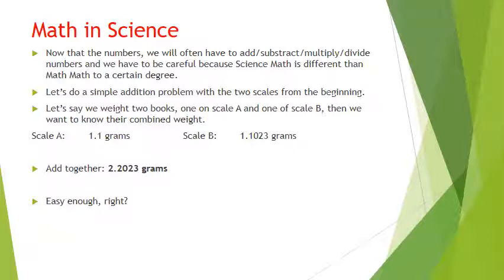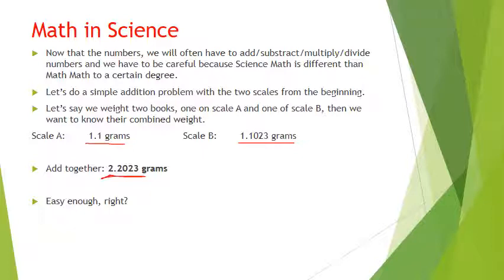So let's do a simple addition problem with two scales from the scales that I did previously. Let's say we weigh two different books, and I'm going to add their masses. Scale A gives me a book that weighs 1.1 grams, and scale B has a book that weighs 1.1023 grams. Now you add these together, and the mass of these two books is 2.2023.